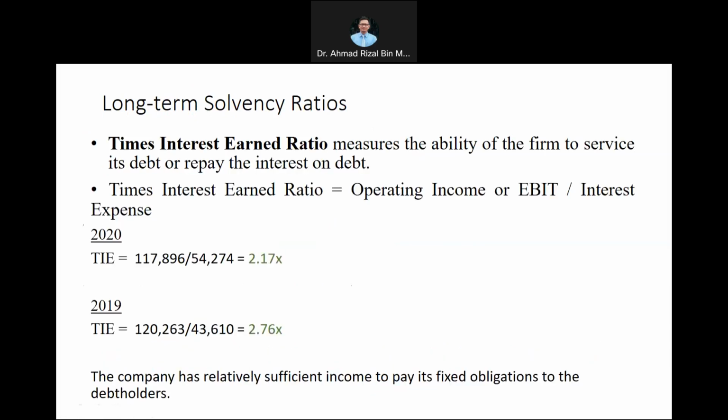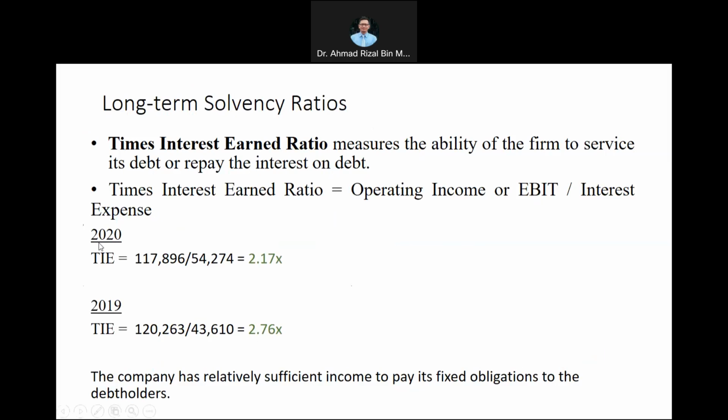Another measure is called the times interest earned ratio. Another name for it is the interest coverage ratio. Basically, it looks at the operating performance in the form of operating income or EBIT. EBIT is earnings before interest and taxes. And how many times over can the operating income cover the interest expense for that particular year?